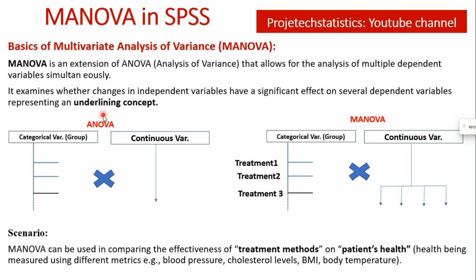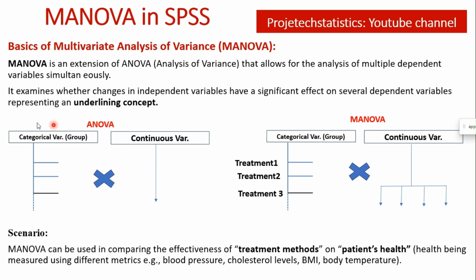Now, what I want to point out here about MANOVA is that the dependent variable which you are interested in is not usually being measured directly. You measure other continuous dependent variables as an underlying concept representing the variable of interest. So this is the difference between ANOVA and MANOVA.